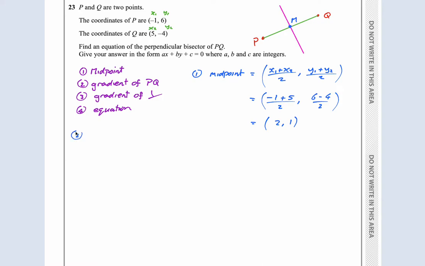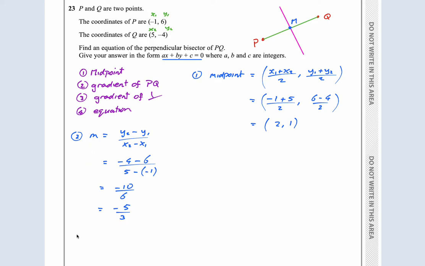Okay, then I'm going to get the gradient m, little m, it's y2 minus y1 over x2 minus x1, change in y over change in x. Now I'm getting the gradient of the green line. Okay, y2 is negative 4, y1 is 6, x2 is 5, x1 is negative 1, so minus negative 1, which equals negative 10 over 6, or simplified, negative 5 over 3. Okay, that's the gradient of the green line.